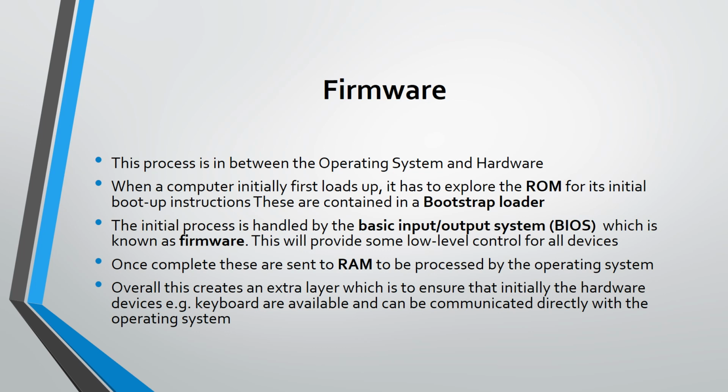When a computer initially loads up, it has to explore the ROM for its initial boot up instructions. These are contained in a bootstrap loader. The initial process is handled by the basic input output system, which is known as firmware. This will provide some low level control for all devices. Once complete, these are sent to RAM to be processed by the operating system.